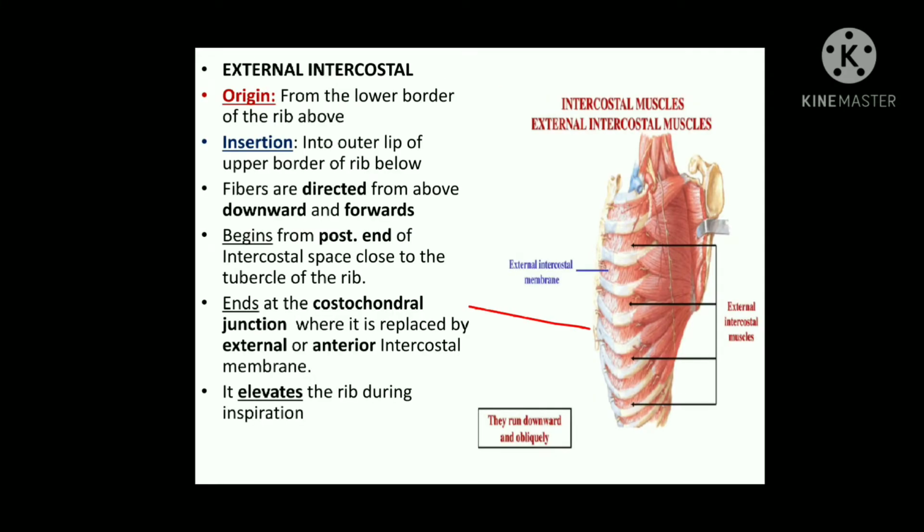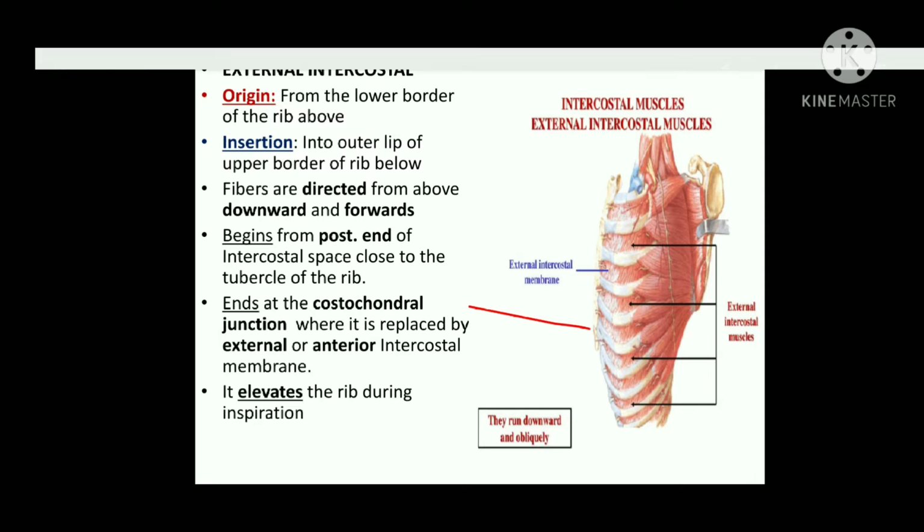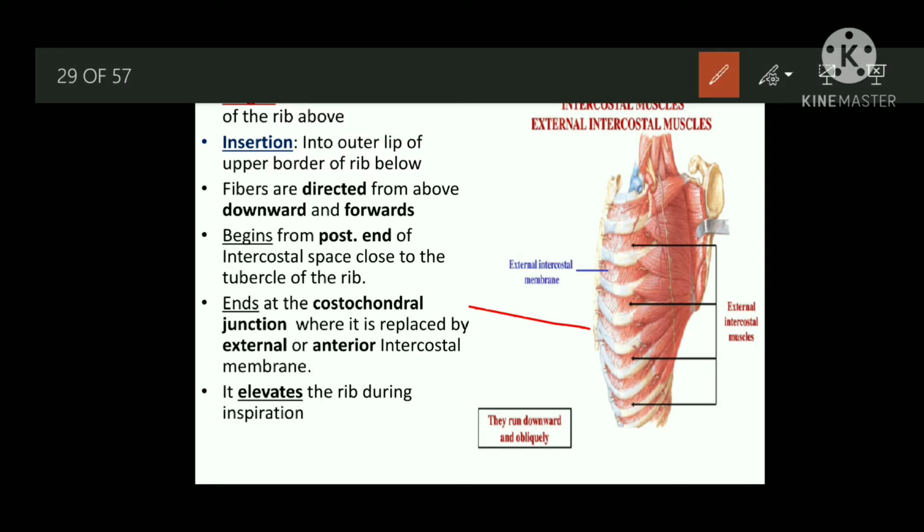Now the origin is from the lower border of the rib above, and insertion into the outer lip of the upper border of the rib below. What is the direction of the fibers? Directed downward and forward. And what is the action? It elevates the rib during inspiration along with the interchondral part of the internal intercostal muscle.